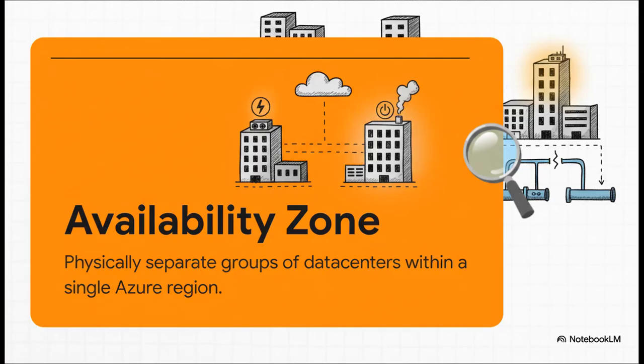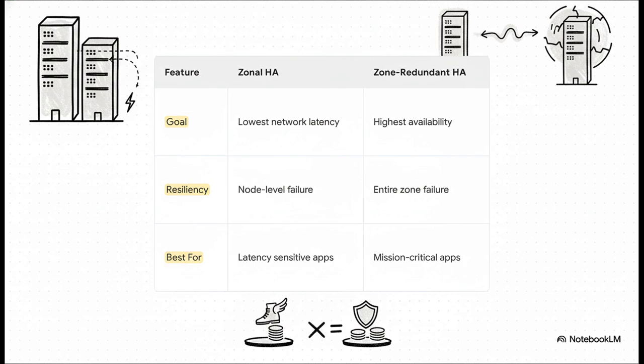Now, to get these two flavors, you first have to understand what an availability zone is. Just imagine a massive tech campus. An availability zone is like one of the buildings on that campus. It's got its own power, its own cooling, its own network. It's totally independent. That way, if one building has a blackout, all the other buildings on campus just keep humming along. And this right here perfectly illustrates the two approaches.